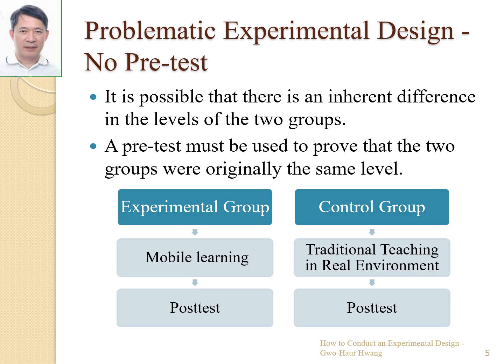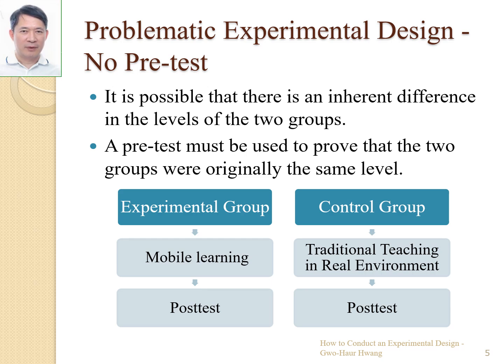In addition, an experimental design without a pretest is also a problematic experimental design. For example, the experimental group used mobile learning, while the control group used traditional on-site learning. These two groups have different ways of learning. If we find that the post-test of the experimental group is better than the control group's, we say that the mobile learning method is better. Such a conclusion needs to be revised.